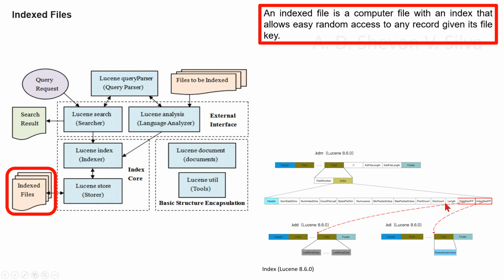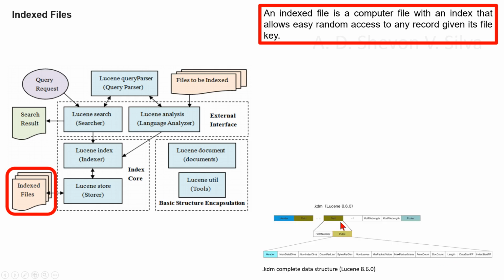Here the .kdd has a header, fields, and footer. A field has leaf node data segments. Here the index start FP is connected to .kdi. It has a header, fields, and footer, and the field is a packed index value. Here you can see the complete .kdm data structure now.